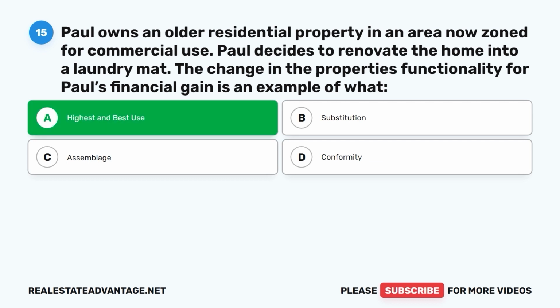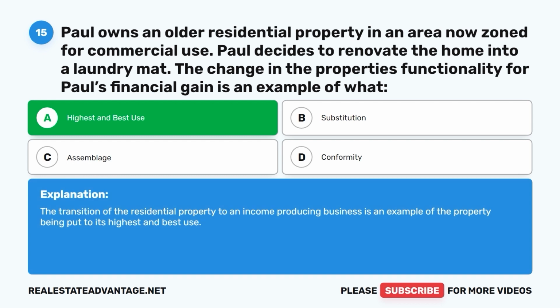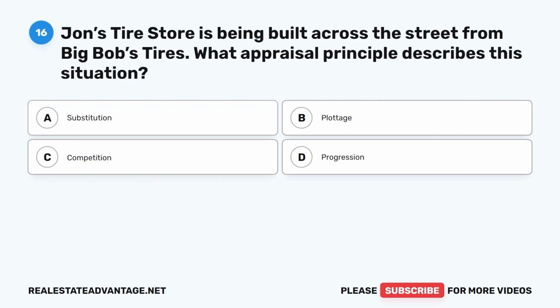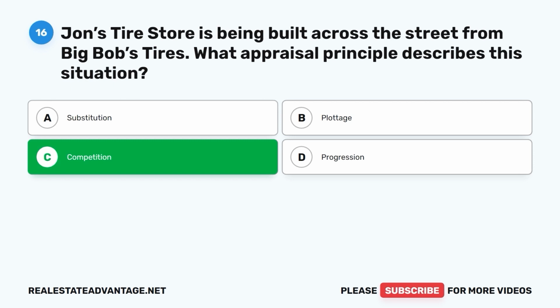Highest and best use. The transition of the residential property to an income-producing business is an example of the property being put to its highest and best use. Question 16. John's Tire store is being built across the street from Big Bob's Tires. What appraisal principle describes this situation? A. Substitution. B. Plottage. C. Competition. D. Progression. The correct answer is C.